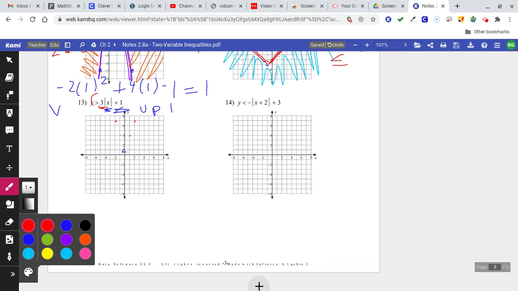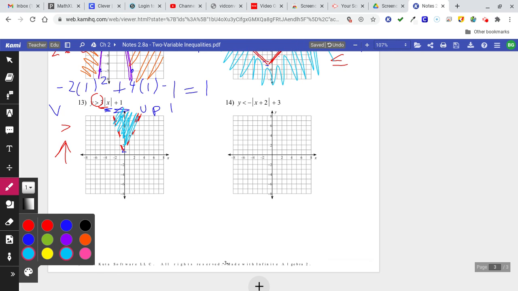Again, we look for the inequality symbol, and that says greater than. And greater than, since there's no equal sign, I know that's dotted. So let's make a dotted line here. A dotted V shape, that is. And then the greater than tells me to shade up. So I'm going to shade up from that, which turns out to be inside here. But let's call it up.